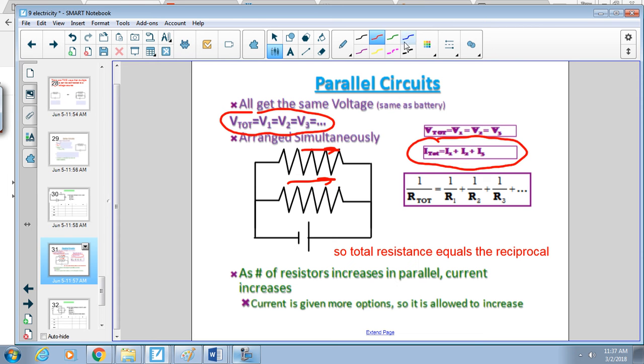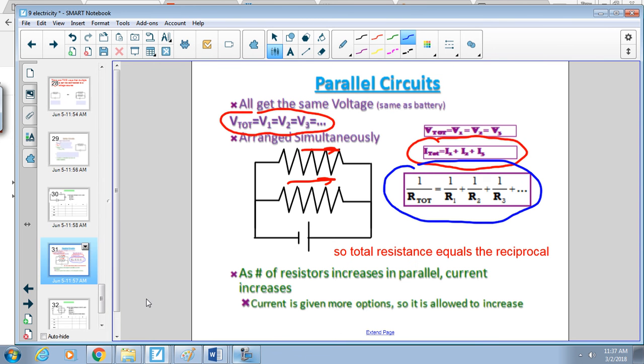The big thing that's going to be kind of weird and funky is resistance. In order to find our total resistance, what we have to do is take the reciprocal, so 1 over the resistor, and add those together. I'll show you how to do that. But after you're done adding them together, you have to flip it back around again. So you take the reciprocal, add them together, and then take the reciprocal again. I know, it's a little weird, but it's okay.